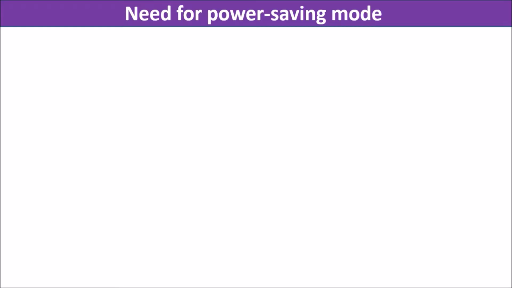Why is there a need for power saving mode in a microcontroller? A microcontroller is used in embedded systems for embedded product development. So we always need to save power.